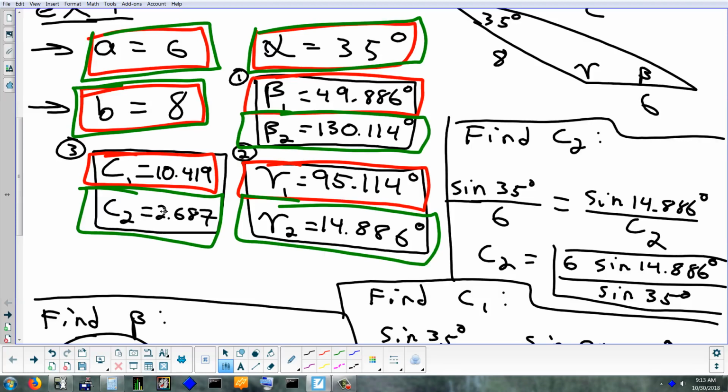Why is there 2 betas and 2 gammas? All right, I'm going to show you visually right now. I'm going to draw a picture. That's my next step.